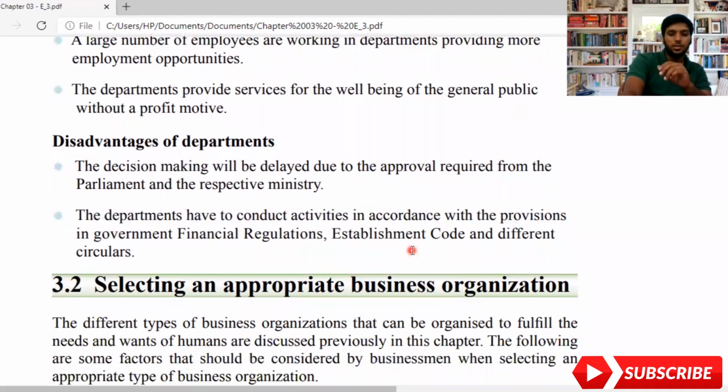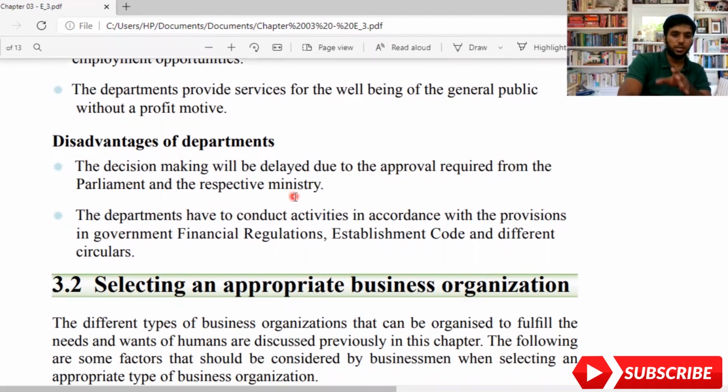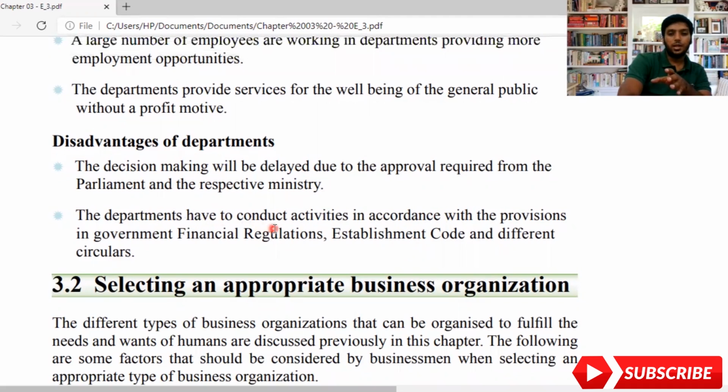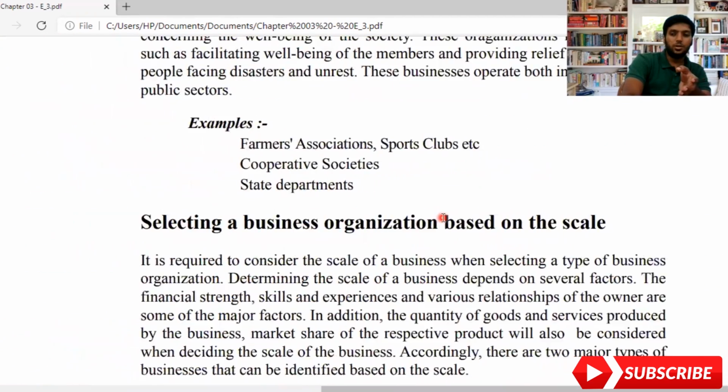Disadvantages of a department: decisions will be delayed due to approvals. Same thing as with the state corporation we learned. Delay in decision making because there's a big hierarchy. You need to ask parliament and the respective ministry when you're taking a decision. The department has to conduct activities in accordance with provisions in government financial regulations. Same problem as with the state corporation. You need to see how much money you have and the establishment code. Are you under proper rules and regulations and the proper circulars? Are you on the correct agenda or the wrong way?